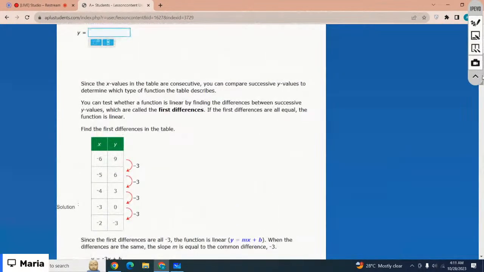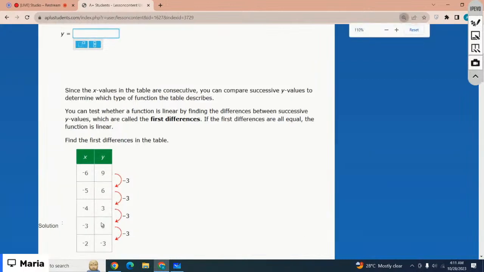Since the x values in the table are consecutive, right? You can see the values are -6, -5, -4, -3, -2, right? You can compare successive y values to determine which type of function the table describes. You can test whether a function is linear by finding the differences between successive y values, which is called the first difference. So the basic thing is you need to calculate the first difference. If the first difference is equal, that means the function is linear, right? Okay, let's see.